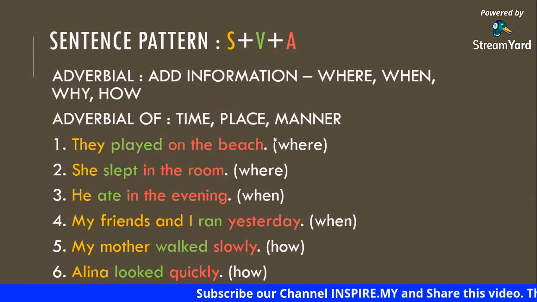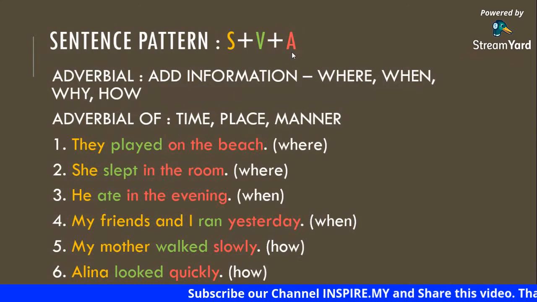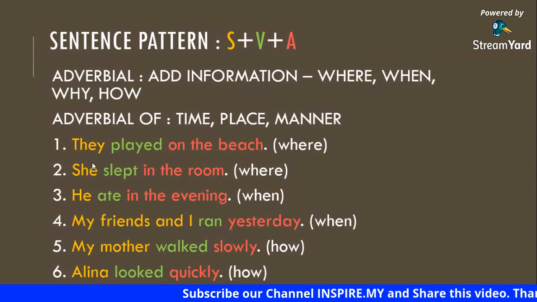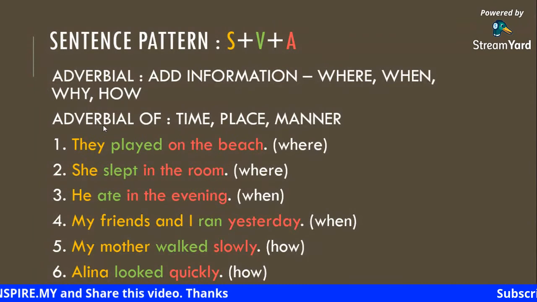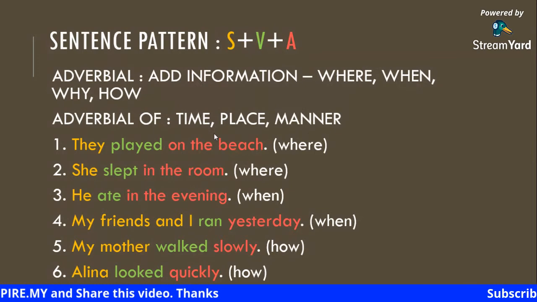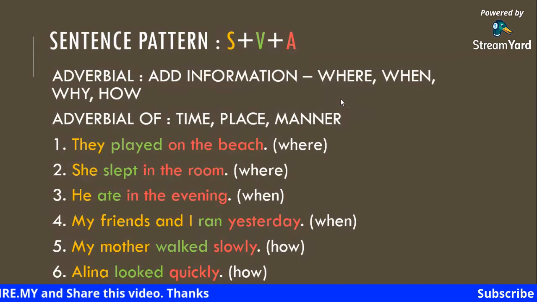SVA. SVA na subject, verb, adverbial. Adverbial vandu is just information. You are adding information to the sentence. You see over here, I wrote here, add information as in where, when, why, and how. So we will categorize it into three categories, which are adverbial of time, adverbial of place and adverbial of manner. Time na, you need to tell when. Place is where. Manner na how. How na eppadi. Eppadi nadanduchu. So I have examples here.